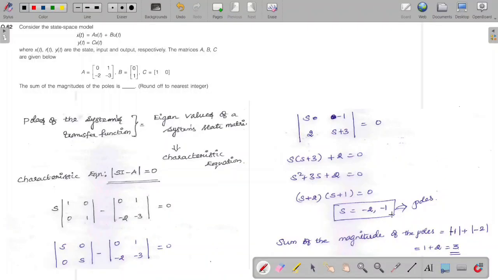Already we have said that the poles of the system's transfer function are equal to the eigenvalues of the system's state matrix. So s equal to minus 2 as well as minus 1. They told you to find the sum of the magnitude of the poles, so we have to take the magnitude: modulus of minus 1 plus modulus of minus 2. We add them, which is equivalent to 3. So the answer is 3.